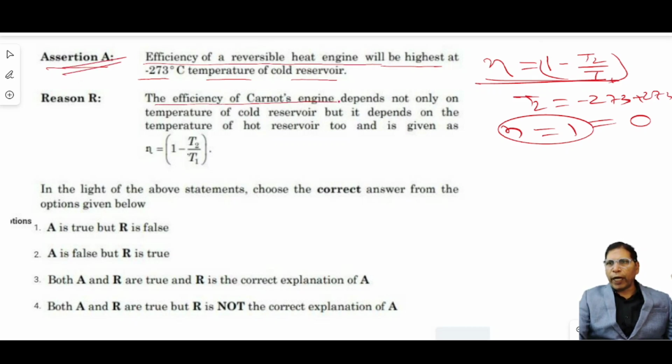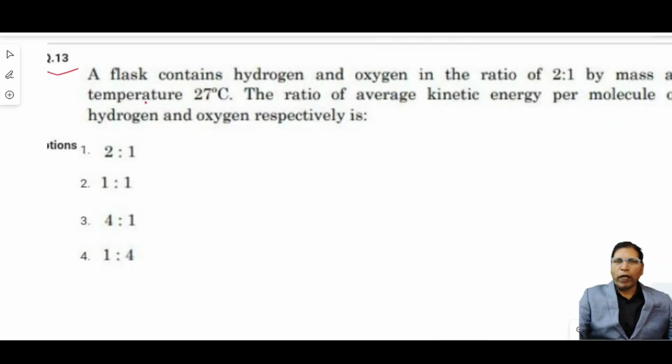The efficiency of Carnot engine depends not only on the temperature of the cold reservoir, it also depends on the temperature of the hot reservoir too. Yes, this is the correct option. So assertion A and reason R are both correct, and R is the explanation of A. Look at this, both A and R are true and R is the correct explanation of A. So option 3 is correct. Okay, next one. Now question number 13.